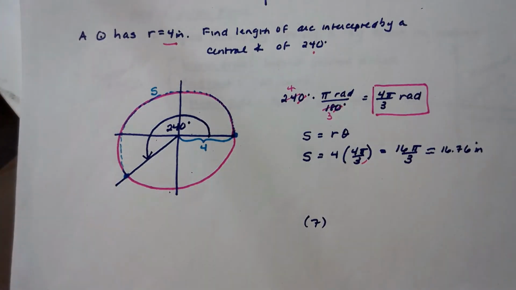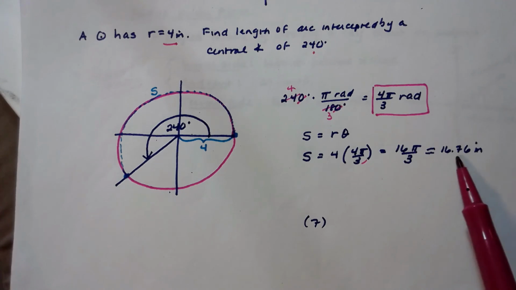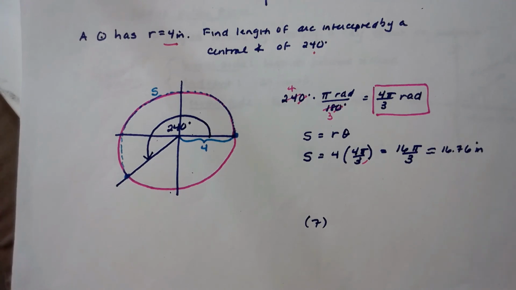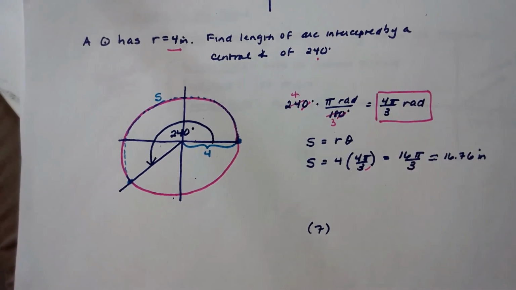And I know when you're thinking about measurement, it's kind of hard to imagine what is 16 pi over 3 inches or feet or whatever. So you use your calculator. It's about 16, almost 17 inches. So that gives you something to wrap your mind around. You say, oh yeah, I understand about how long that is. It's harder to do when it's in radians, so you can always use your calculator to kind of get an idea of how the length is linearly.